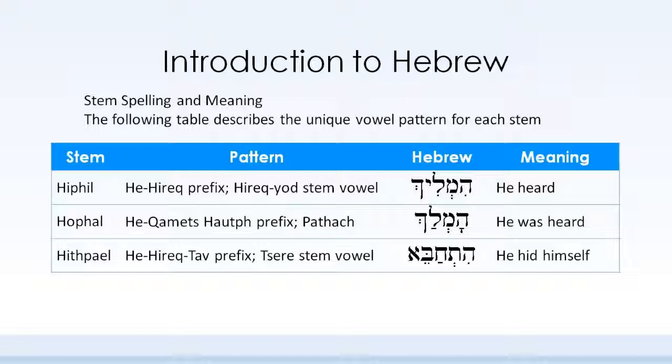And finally, we have the hitpael stem, which exhibits a he hiriq tav prefix and a tsere stem vowel. The verb example is hitchaber, he hid himself, with the he hiriq tav prefix and a tsere under the bet.